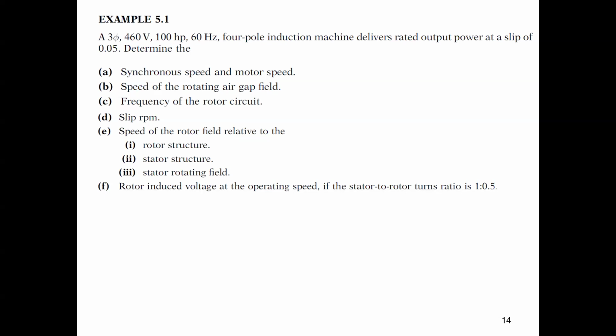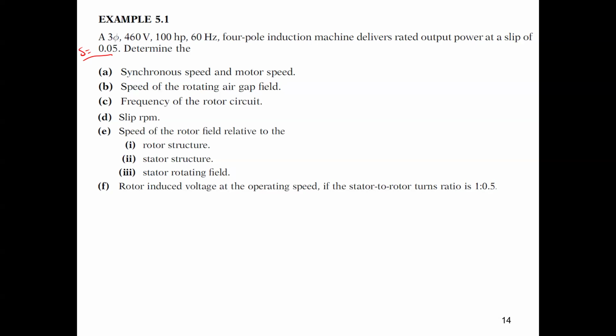Before deriving the equivalent circuit, guys, let's solve a quick numerical example about the speeds we have in the induction machine right now. The example says, guys, a three-phase 460 volt, 100 horsepower, 60 hertz, 4 pole induction machine delivers rated output power at a slip of 0.05. So this is S equals 0.05. And we need to determine the following.